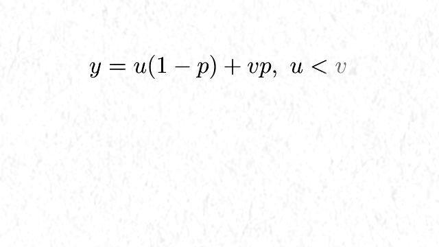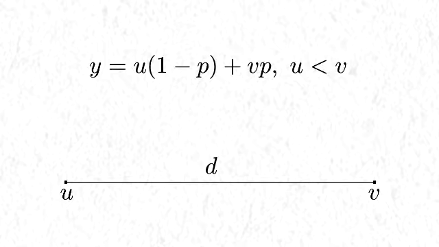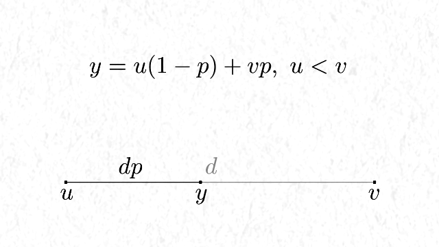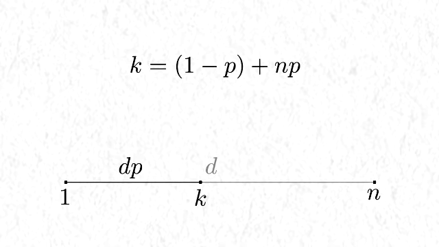In order to find k, we first need to talk about the equation y equals u times 1 minus p plus vp, where u is less than v. If the distance of u to v is d, then the distance of u to y is dp. With this equation, we can find the 100 times p percentile when we use 1 and n in this equation. So our equation changes to this, k equals 1 minus p plus np.